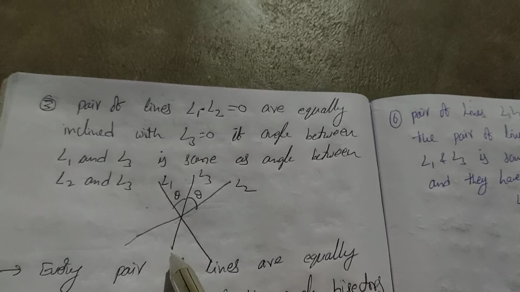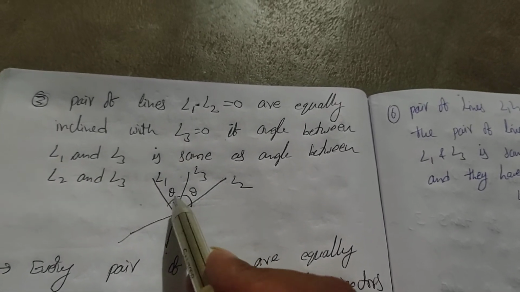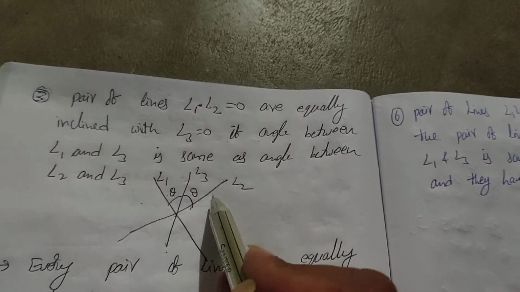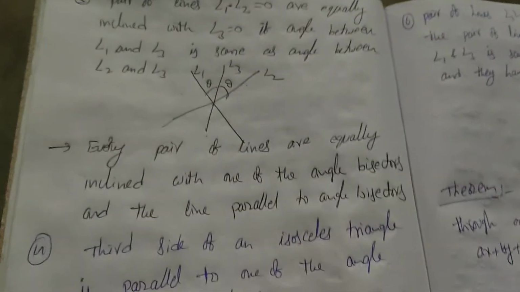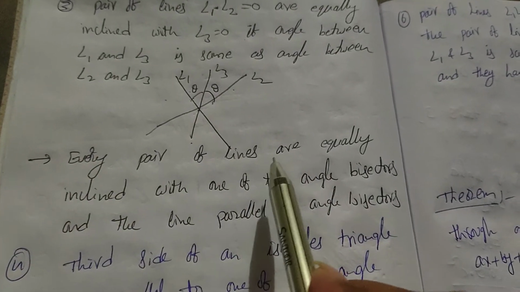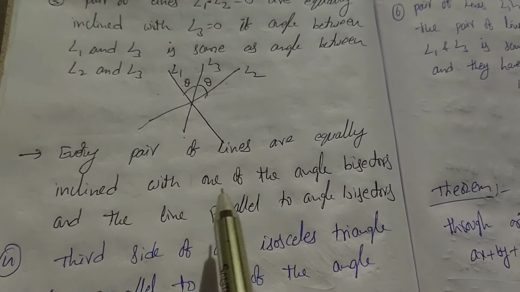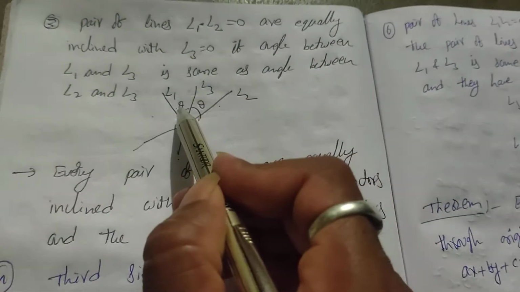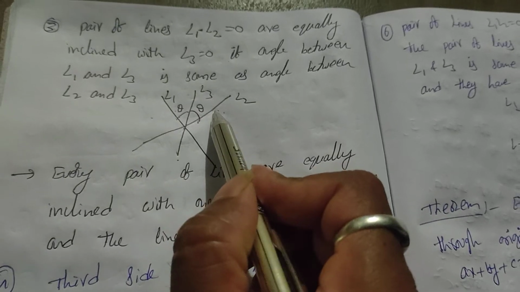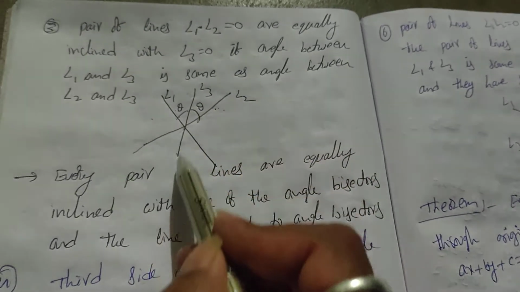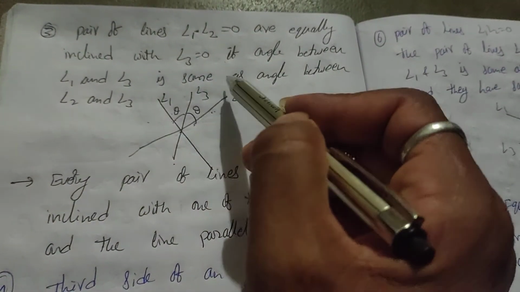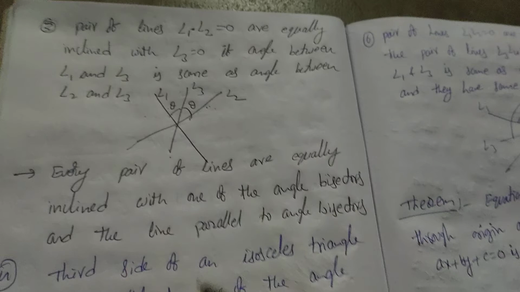Okay, so let us consider this is L1, this is L2, and this may be L3. Whatever angle it makes, the same angle it should be. That means this L3 is nothing but the angular bisector of L1 L2, very clear. So every pair of lines is equally inclined with one of the angular bisectors, because it is the angular bisector only. So every pair of lines is equally inclined with one of the angular bisectors and parallel to angular bisectors. If you take a parallel line to this one, that is also equally inclined to those two lines.